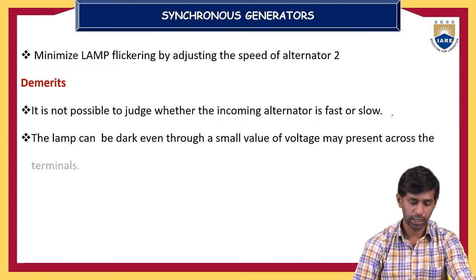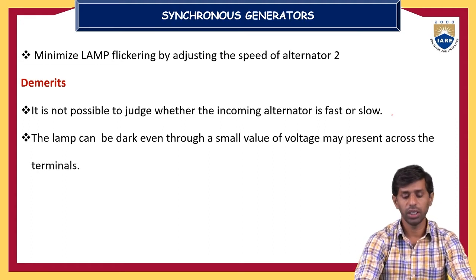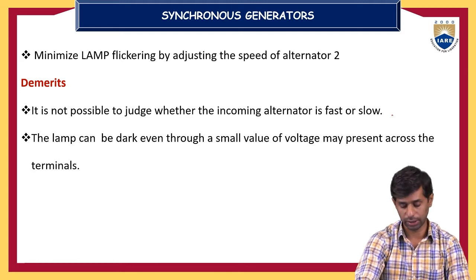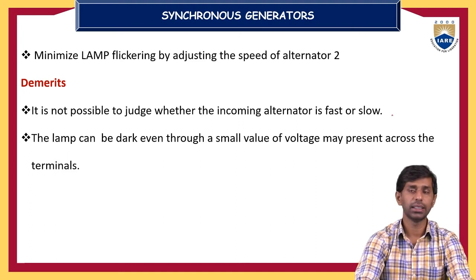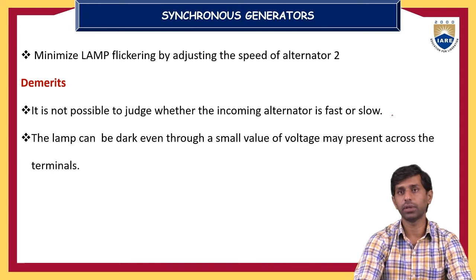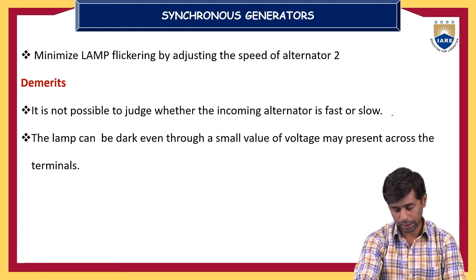And the lamp can be darkened even though a small value of voltage may be present across the terminals. So it is a little bit difficult to sense the middle of the dark period. That is the main disadvantage of the three dark lamp method for synchronizing the alternators with the bus bar system. So this is all about the dark lamp method.